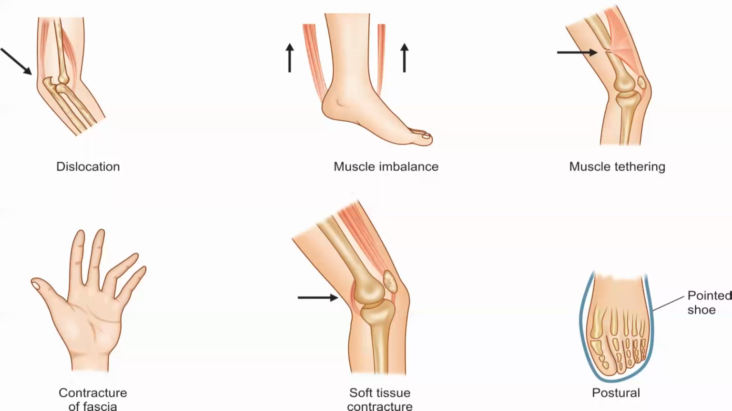On the top left, you have the dislocation which is causing a deformity. In the top row in the middle, we can see the muscle imbalance causing an equinus deformity. On the top right, we have the quadriceps getting tethered within a fracture site, causing a quadriceps contracture. On the bottom left, we have a contracture of the fascia, like a Dupuytren's contracture. On the center bottom row, we have the posterior capsular contracture causing a fixed flexion deformity of the knee. On the bottom right, we have what is called hallux valgus, where tight shoes result in postural changes in the foot.